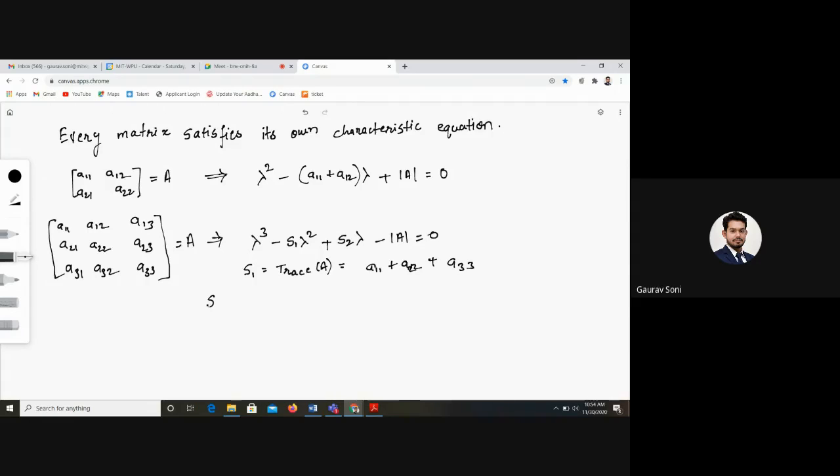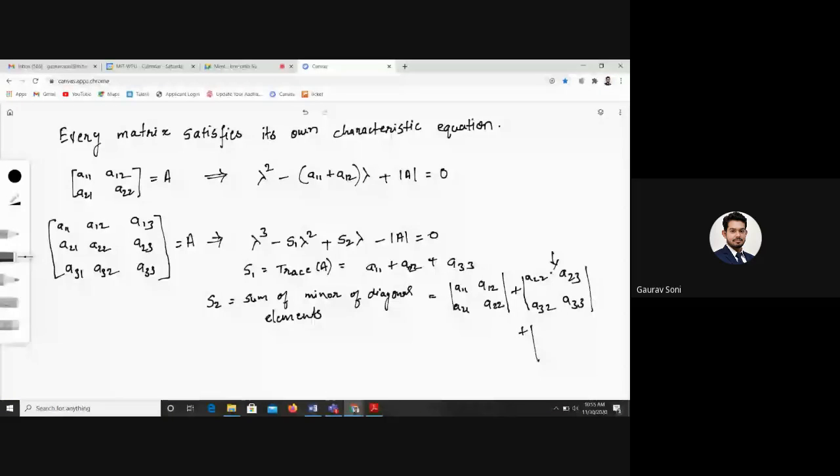And S2 is equal to sum of minors of diagonal elements, which will be equal to the determinant of A11, A12, A21, A22, this is the minor of the A33 element, you can check, plus A22, A23, A32, A33, this is the minor of A11 element, and the last one will be A11, A13, A31, A33. Okay, this is the shortcut for 2 by 2 matrix and 3 by 3 matrix.